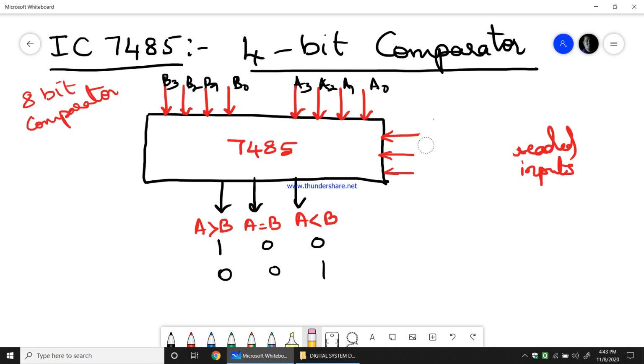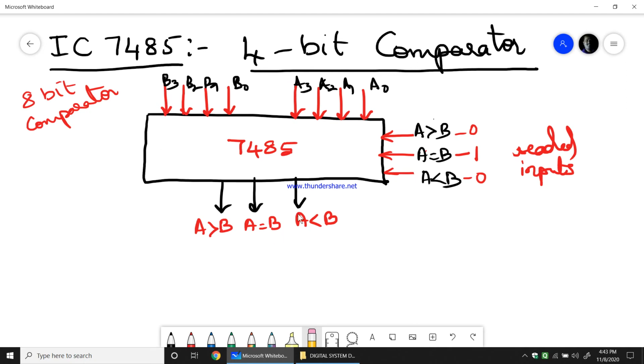Okay, cascade inputs will always have A equals B as high, others are 0. So A equals B means that you are giving information to the 7485 that A is equal to B through cascaded inputs. Then it will compare A0 to A3 with B0 to B3. Based on these bit sequence comparisons, the output will be given as either A less than B, A equals B, or A greater than B.